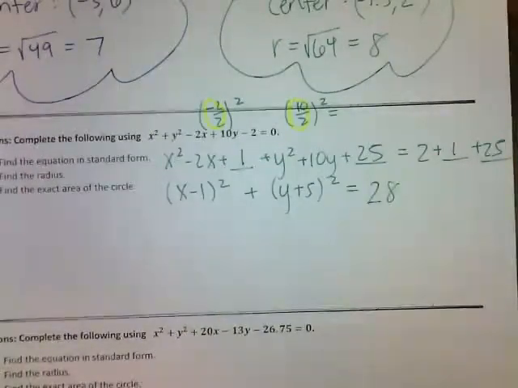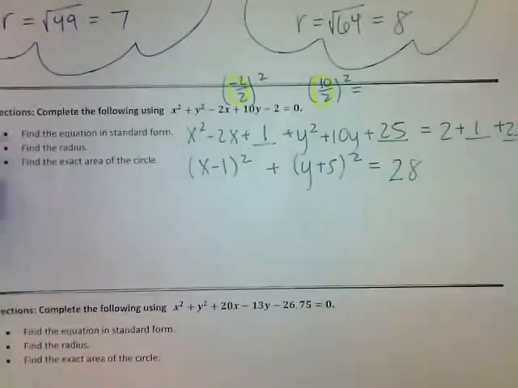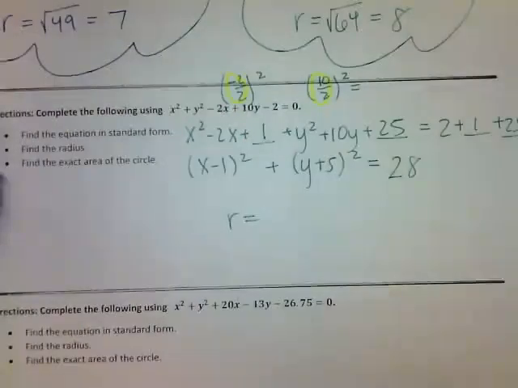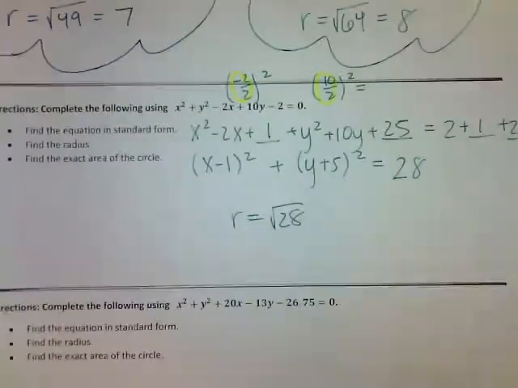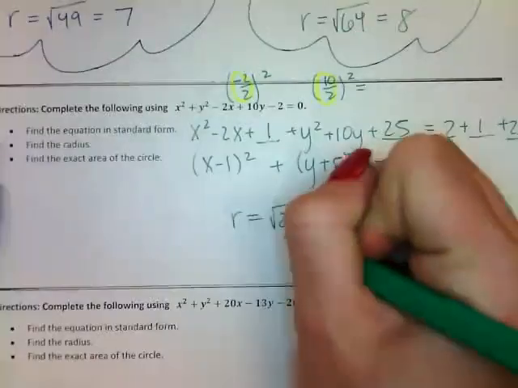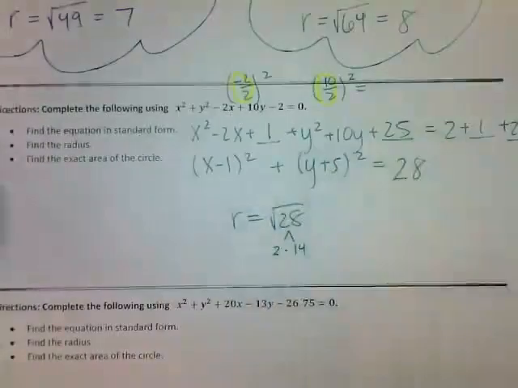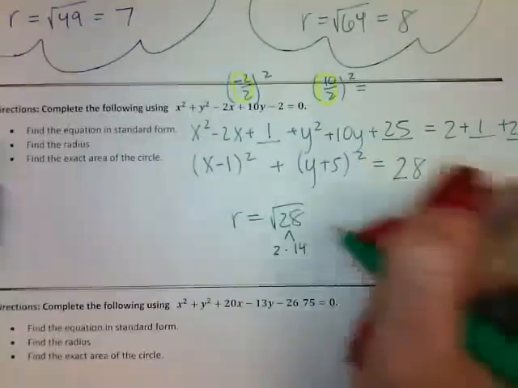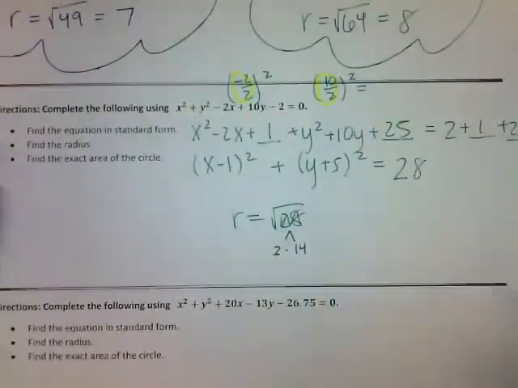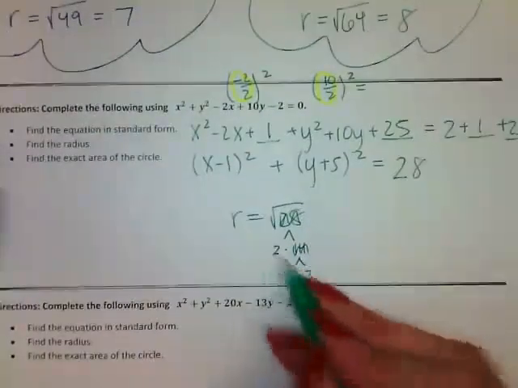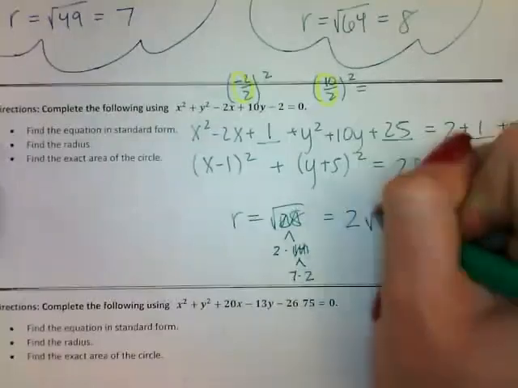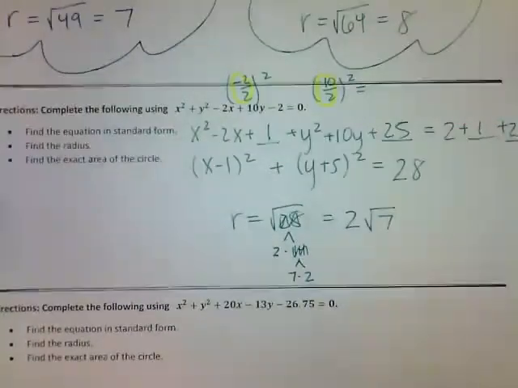Now, find the radius. The radius in this case is going to be the square root of 28. Okay, we're going to simplify this. 28, we can divide that into 2 and 14. We could then split up the 14 into 7 and 2. So it looks like I found a pair. That's going to come out, and there's going to be a rad 7 left underneath.